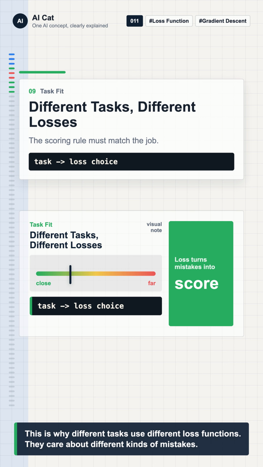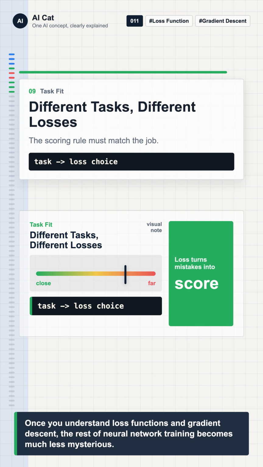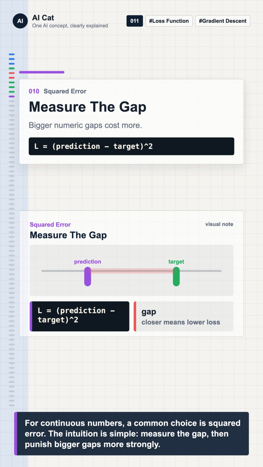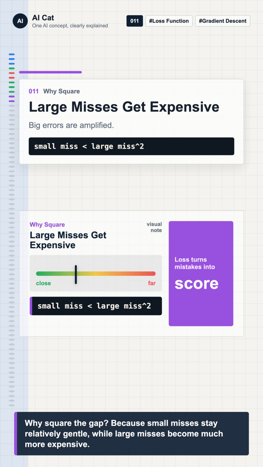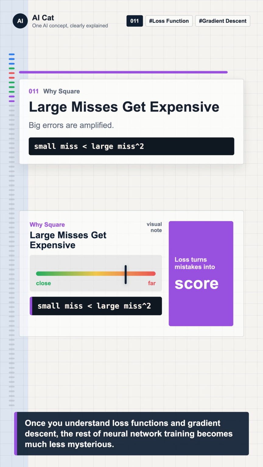This is why different tasks use different loss functions. They care about different kinds of mistakes. For continuous numbers, a common choice is squared error. The intuition is simple: measure the gap, then punish bigger gaps more strongly. Why square the gap? Because small misses stay relatively gentle, while large misses become much more expensive.